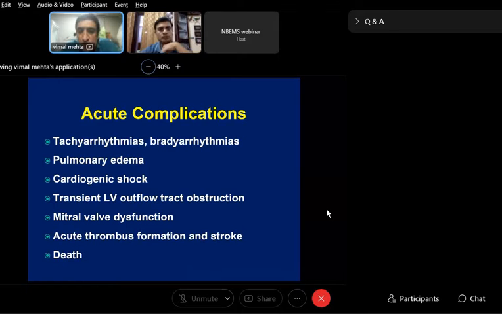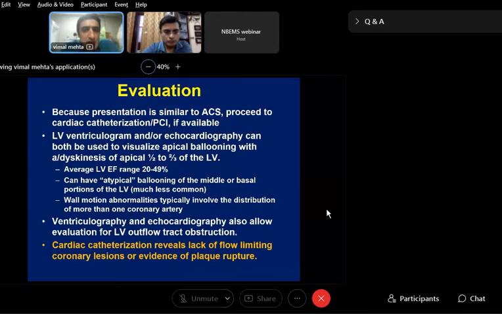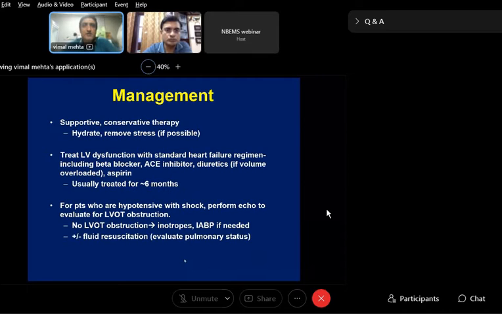Can a thrombus form in these patients? Yes, it can form. Evaluation, I'm not going to detail. We have no flow limiting lesion. Management is predominantly supportive. Treat the LV dysfunction; if the patient is moribund and in hypotension, you give inotropes, IABP. The key is to keep the patient alive, because for the most part it is reversible.